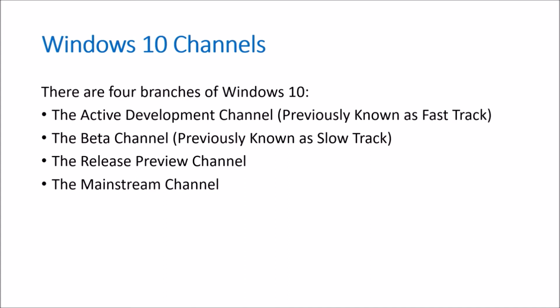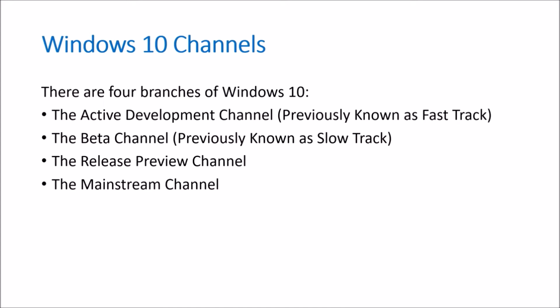So only the most popular features or the most stable features get passed from the active development channel to the beta channel. So there will be fewer feature updates in the beta channel, but there will be a number of quality updates, which essentially consist of cumulative updates, patches including fixes and security updates for the new features. So after the beta channel, the features that are going to make it into the mainstream release get passed on to the release preview channel.